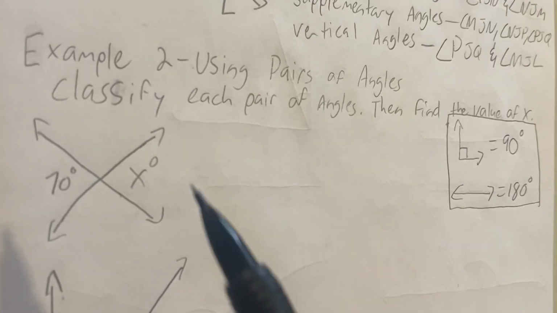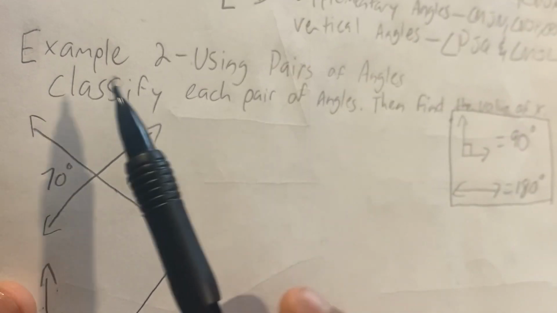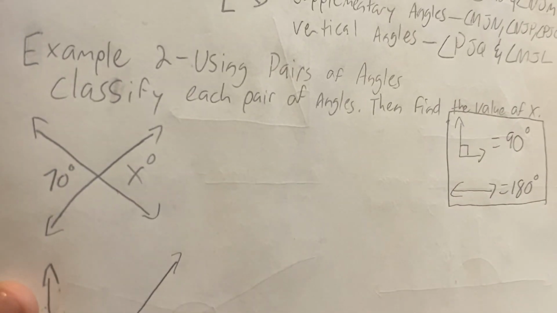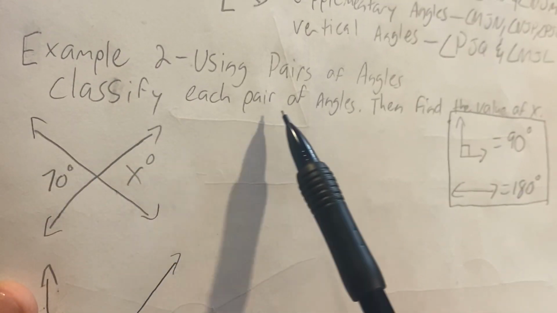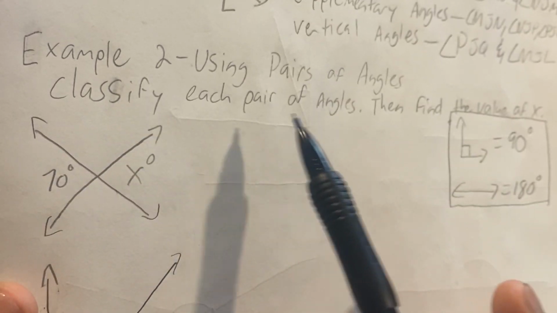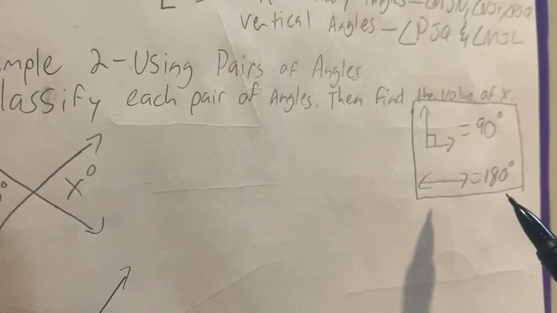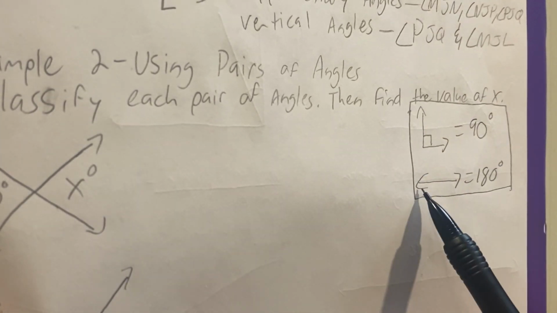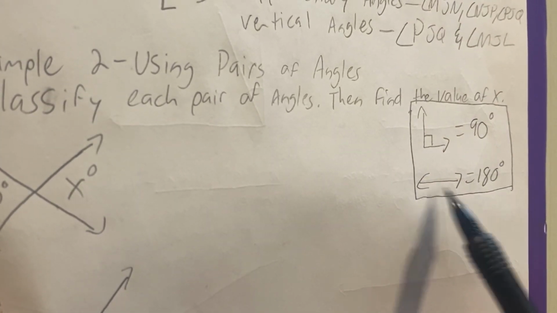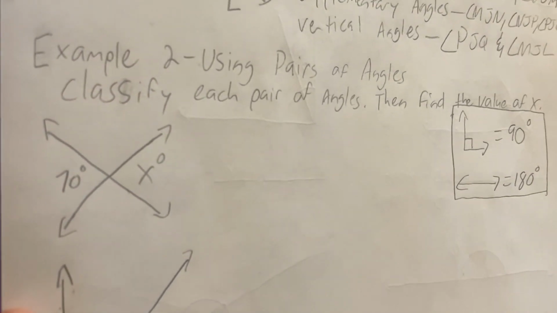All right, so for our next example, we're doing example 2 using pairs of angles. So we're going to be classifying angles and also finding out missing angle measures. So the first thing I want you to do is write down the title and also the description, because these are the type of questions they're going to be asking for your homework. So I want to make sure that you know exactly what you're looking for. And then I also want you to write down this little key I wrote here, which basically shows that a right angle with a square equals 90 degrees, and a straight angle, that's basically a line, equals 180 degrees. So now let's begin.